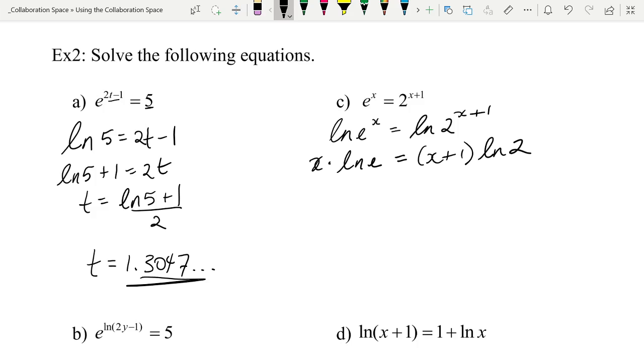So if that makes sense, I'm going to say that this is, now I usually don't write it this way. Usually I write it ln e times x, but it doesn't really matter what order you times two numbers. So I'll just leave it like that.